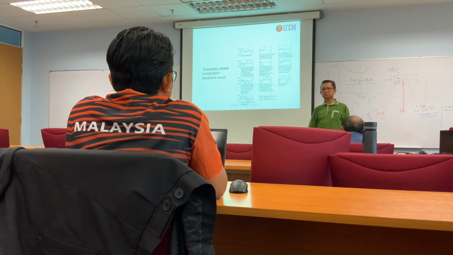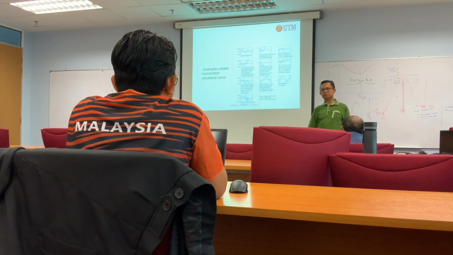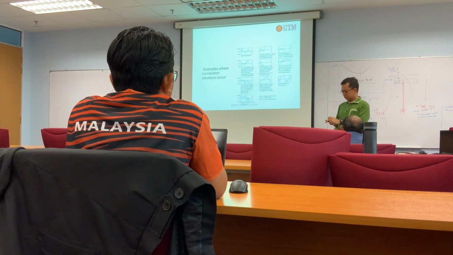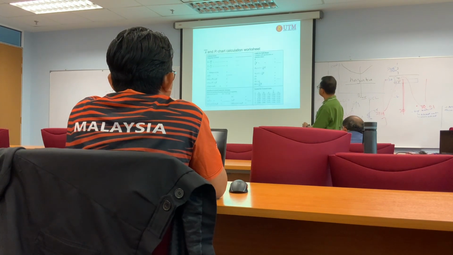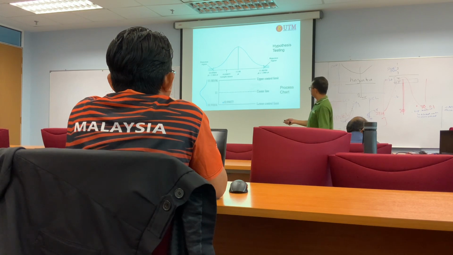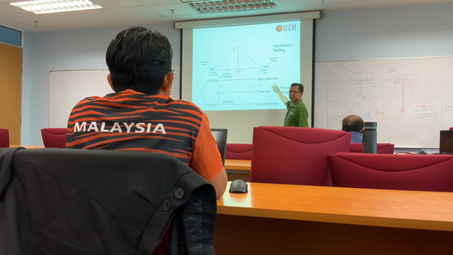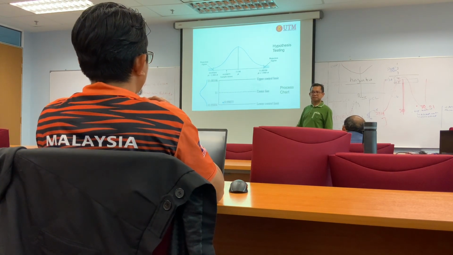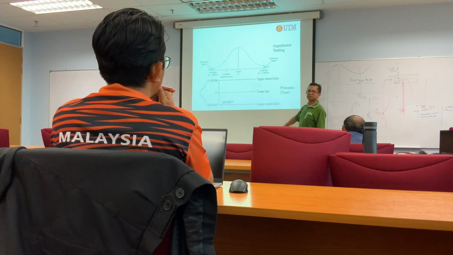Actually, we have, but the CL is a targeted value, it's the mean value. The CL, the control limit. Yes. The target value should be here in the middle. This is your target value. This CL is your X double bar. X double bar is the mean, right? Yeah, the mean. This is your target value.